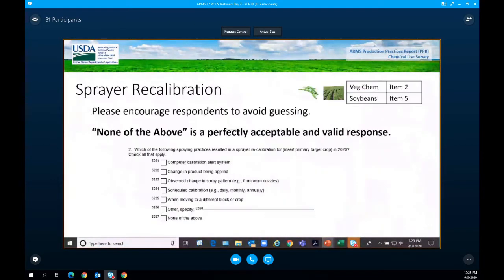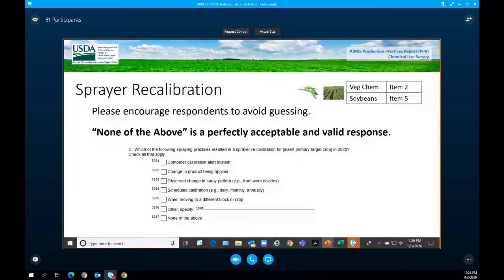And then for sprayer recalibration, if you remember a couple of questions up in question 1, there was a question about whether they calibrate at the beginning of the season or recalibrate during the season. So this is a follow-up. For soybeans, it's going to be question 5. For veg chem, it's question 2. But sort of what are the things that caused you to have to recalibrate a sprayer in the season? If they answer no to those calibration questions, this will be none of the above. If they have an answer for this, but answered no to the calibration question in question 1, you should probably go back and fix that. And there's error reporting that we set up in the specs to handle that.